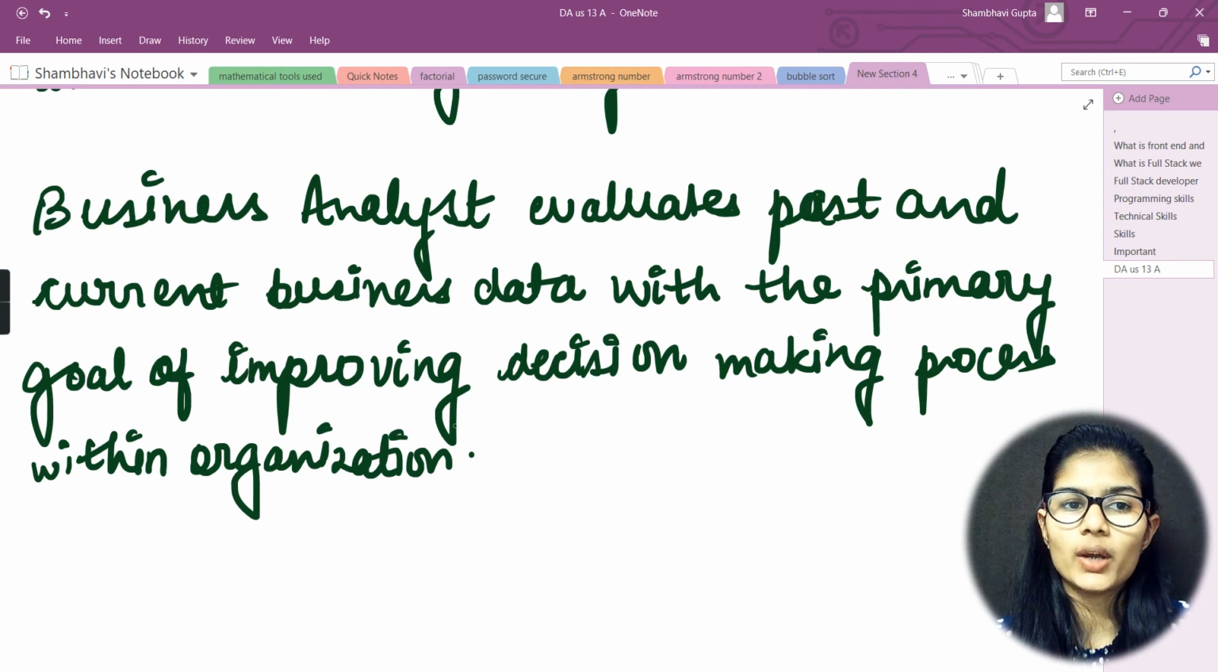So if I give one definition regarding the role of a business analyst: what do business analysts do? They evaluate the past and the current business data, with the primary goal of improving the decision making process within the organization. This is what a business analyst actually does.